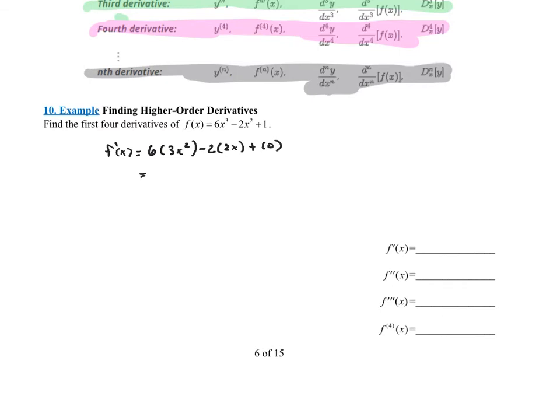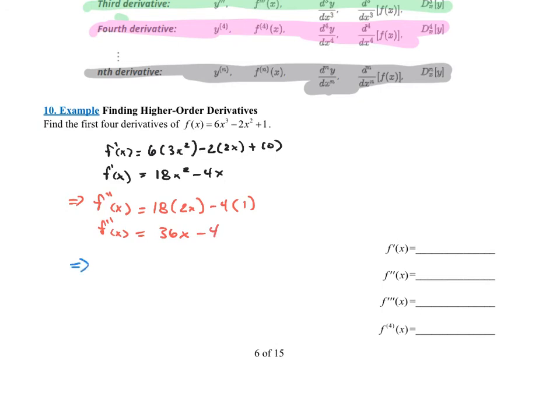So my first derivative would be 6 times 3x squared is 18x squared, negative 2 times 2x, I should say, is minus 4x. So that is my first derivative. From there, I'm gonna find my second derivative. My second derivative would be the derivative of this. So the derivative of 18x squared would be 18 times the derivative of x squared, which is 2x, minus 4 times the derivative of x, which is simply just 1. So when I simplify this, I'm getting my second derivative to be 18 times 2x would be 36x minus 4.